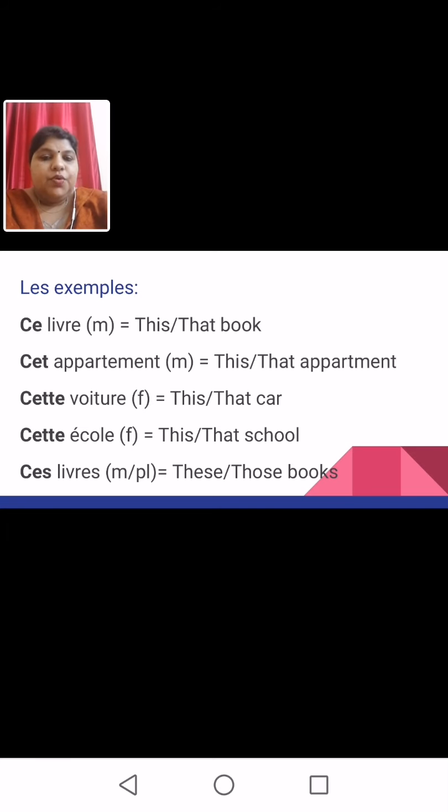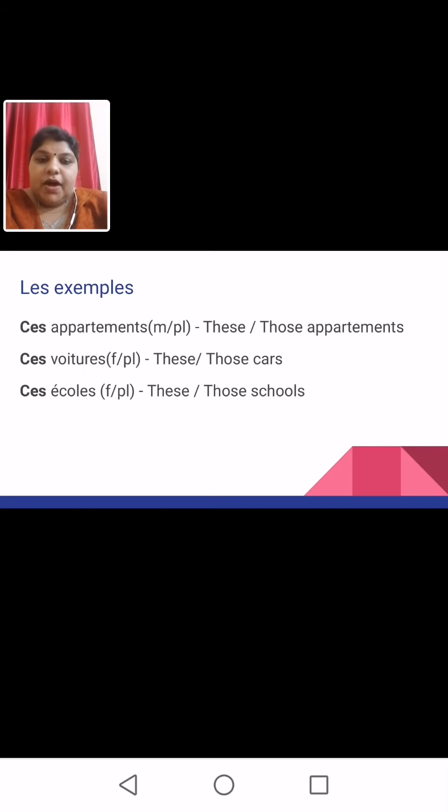So, I have given you 2 examples here for feminine, because I wanted to show that if it is a feminine noun, whether it starts with a consonant or with a vowel, you have to use cette. And finally, the plural ones: ces livres, these or those books. Ces appartements, these or those apartments. Ces voitures, these or those cars. Ces écoles, these or those schools.